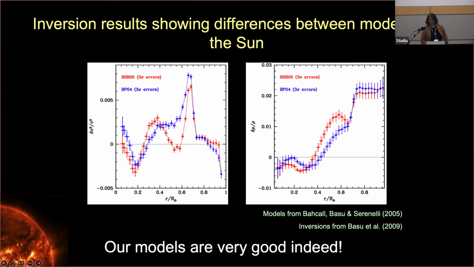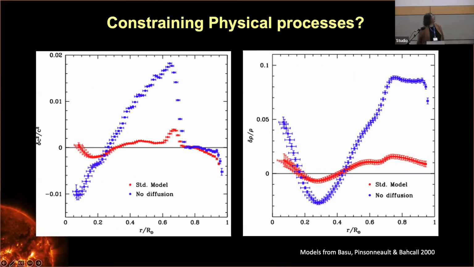What can we find with inversions? Okay. Physical processes. These are two solar models. Every input, such as the nuclear reaction rate, the opacities, and the equation of state, is the same. The difference is that the red model includes the fact that in 4.5 billion years, heavier elements like helium, carbon, etc., can sink down relative to hydrogen.